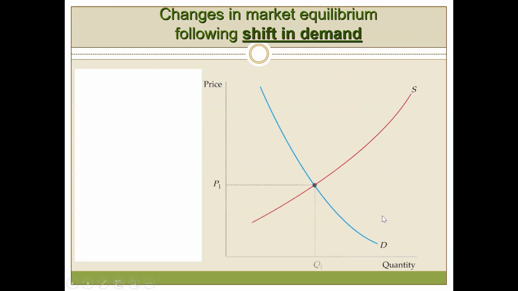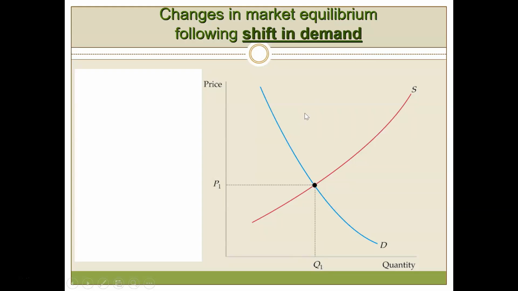Next part of our lecture is changes in market equilibrium following certain shifts in the demand and supply curve. Let's imagine that our initial situation looks like this. We have a certain demand curve shown by this blue line, a certain supply curve shown in red, and we have the initial equilibrium, this dot where both curves cross. The initial equilibrium price is P1 and the initial quantity is Q1. This is our initial equilibrium.